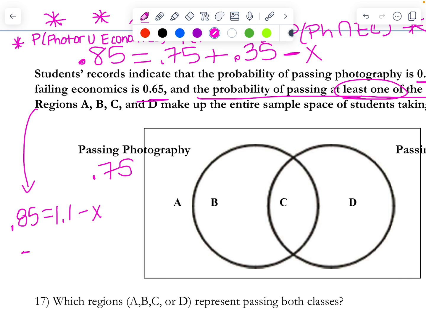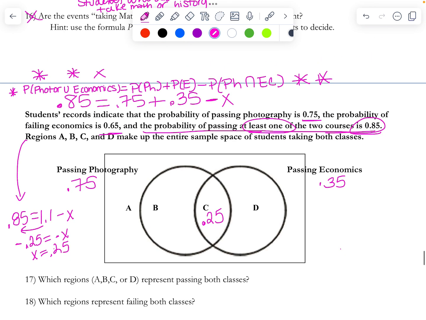Did I do something wrong there? Yeah, I just subtracted wrong in my calculator. When I bring this over here, I'm going to get negative 0.25 equals negative x, so x equals positive 0.25. This is going to be in our middle. This is our passing both of them. That's what I just found out.